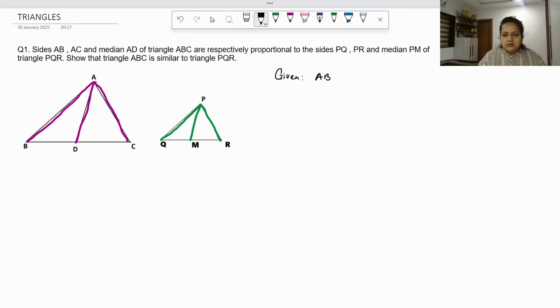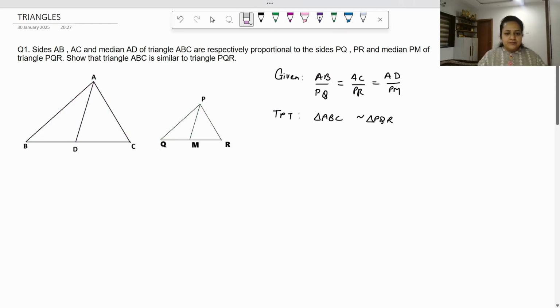AB, AC, and median AD of triangle ABC are proportional to side PQ, PR, and median PM respectively of triangle PQR. And we want to prove that triangle ABC is similar to triangle PQR. Okay, we need to prove that triangle ABC is similar to PQR.